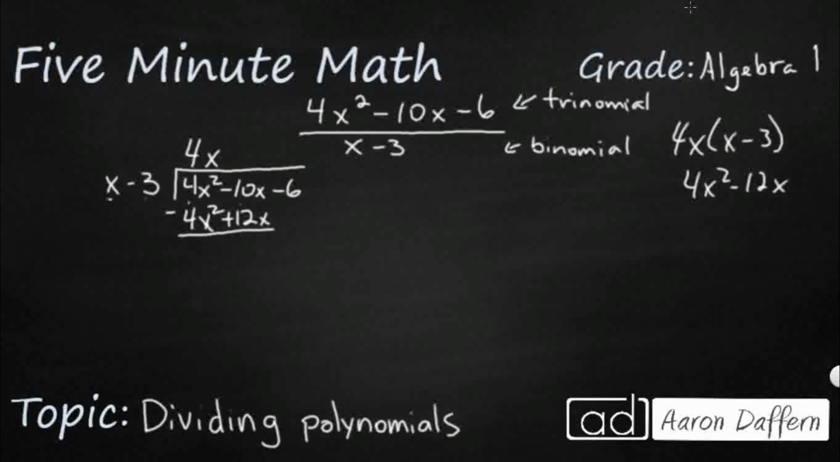4x squared minus 4x squared, so that's gone. So I got a minus 10x plus 12x, so that's going to be 2x, bring that down, minus 6. Okay, so what am I going to need to do to get the x into the 2x? Well, I just need to do a 2, but it's going to be a positive 2. To get x into 2x, we need a positive 2. Right, so that's going to be a 2x minus 3, so that's going to be 2x minus 6.